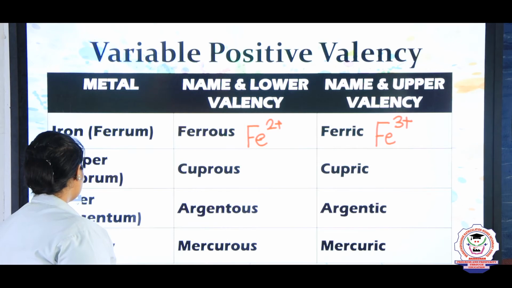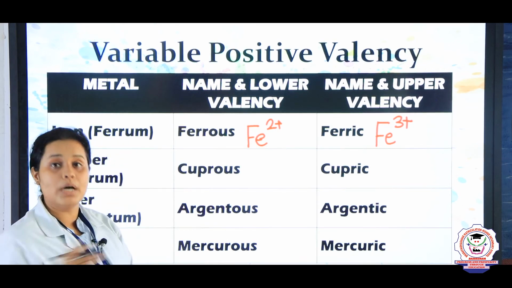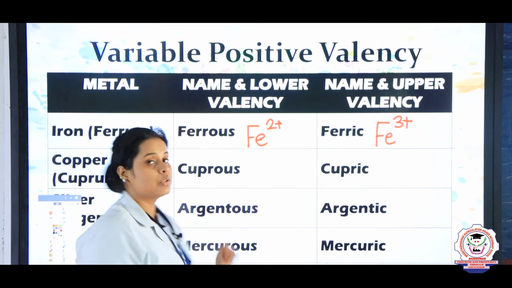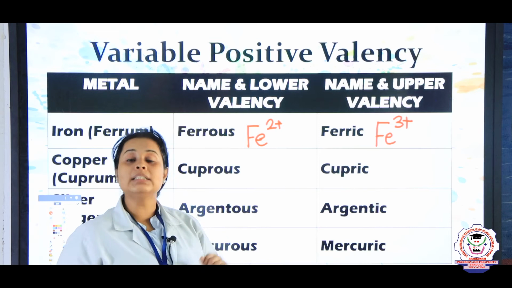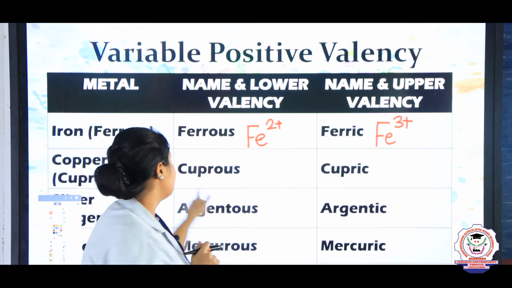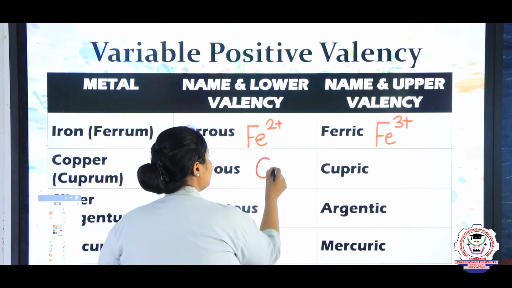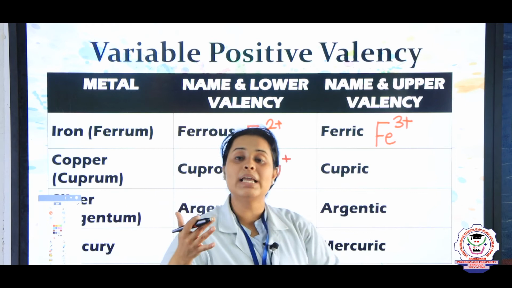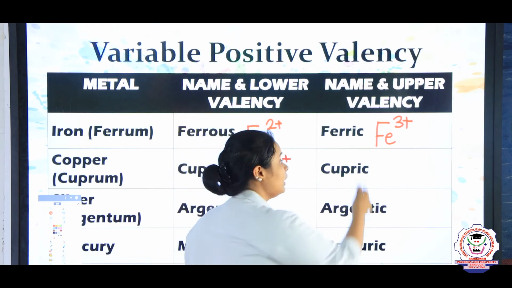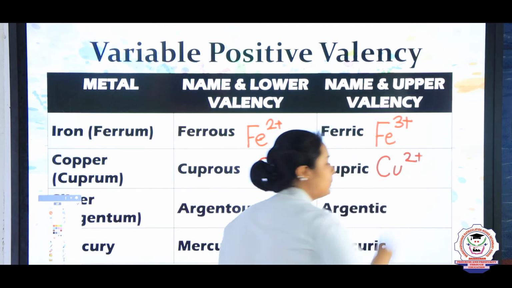After that, there is one more element, and it is known as copper. Copper is also known as cuprum. The lower valency, that is the smaller valency, is known as cuprous, and the formula is written as Cu+. Same way, cupric is the higher valency, where it removes 2 electrons and becomes Cu2+.